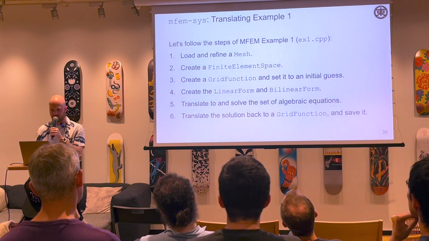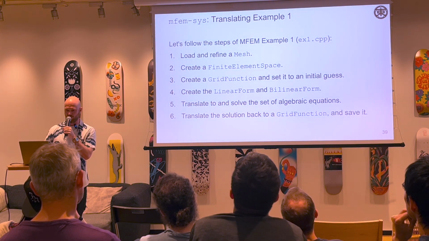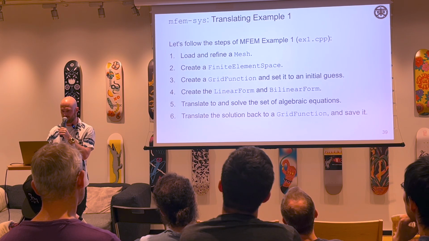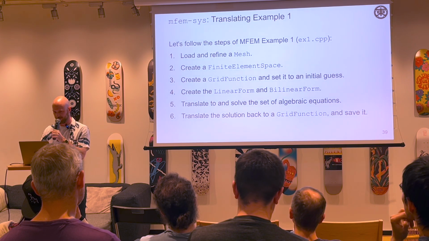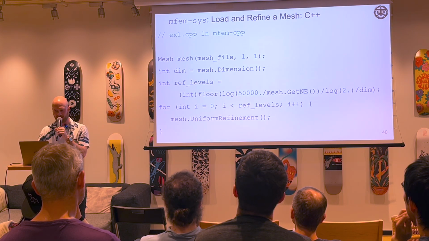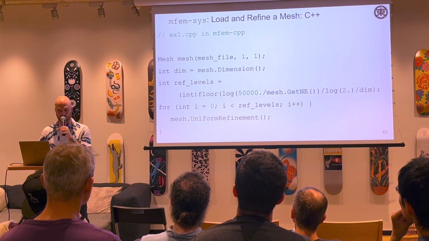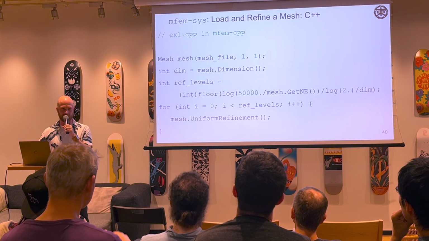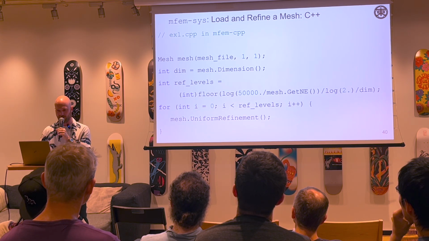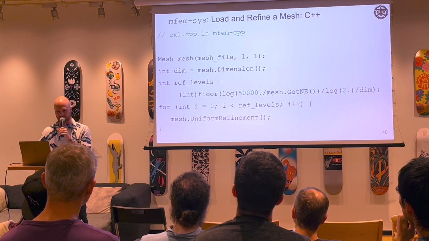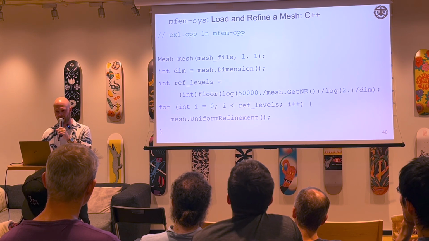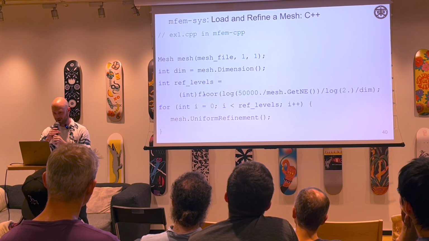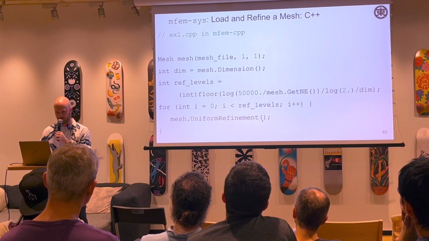All right, so we're translating example 1 into the MFEM sys provided machinery. Just remember these 6 steps. We're loading and refining a mesh. In the original code, it looks like this. I have not touched this code at all. This is coming straight from the MFEM example. Nothing exciting is going on here. We're just loading the mesh, and then we're deciding on how many levels we're going to refine it to, and we just run a for loop.